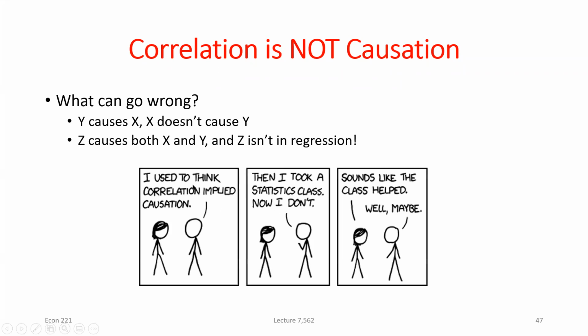So this is always a good little depiction. I used to think correlation implied causation. Then I took a statistics class, and now I don't, right? Well, it sounds like the class helped. Well, maybe, right? So maybe it wasn't taking the class that led them to understanding this. It was some other factor that made them more likely to understand it and more likely to take a statistics class, right? This outside thing that's causing both of them.